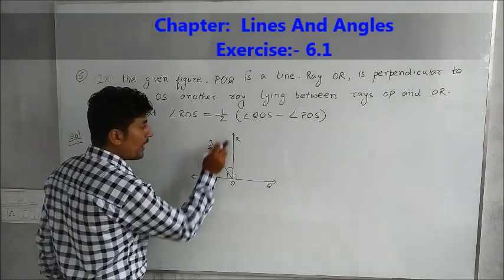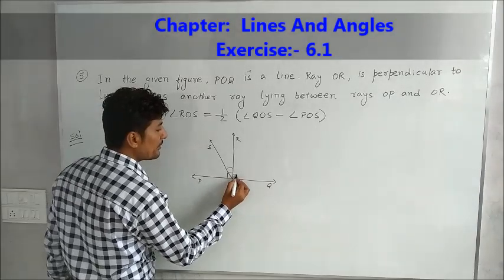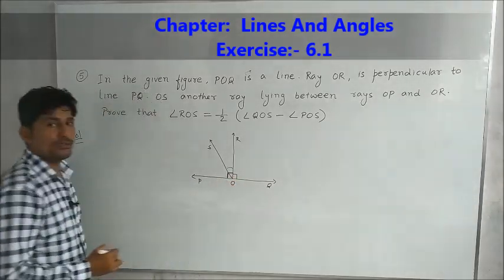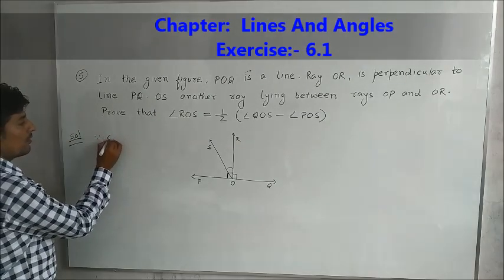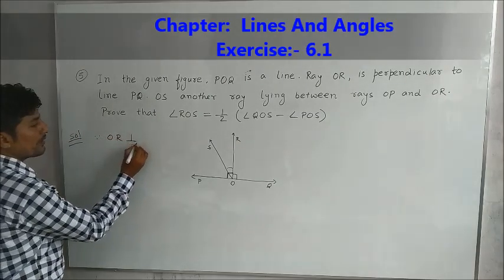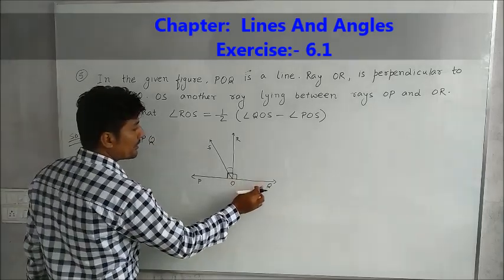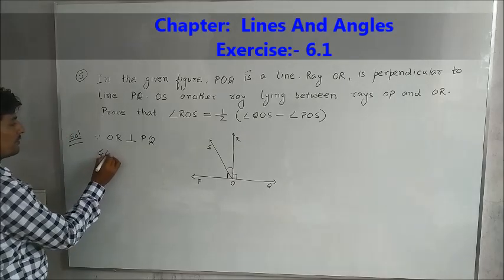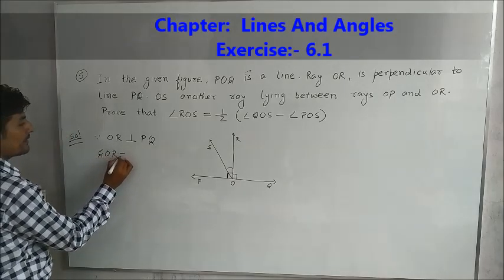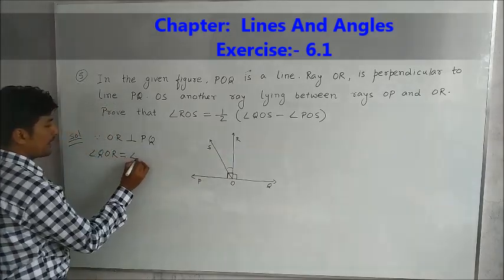As I said, OR is perpendicular to the line PQ. Hence the measurement of these two angles equals 90 degrees. We can write here, since OR is perpendicular to PQ, angle QOR is equal to angle POR.